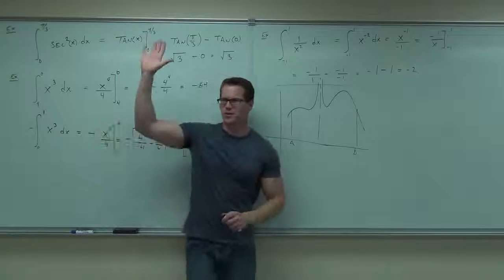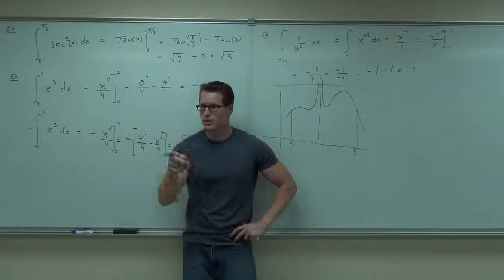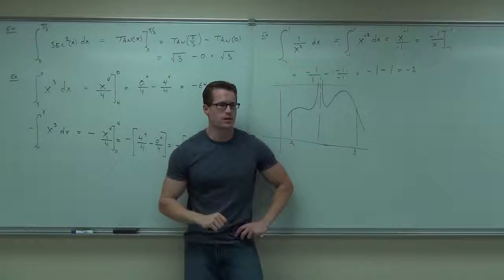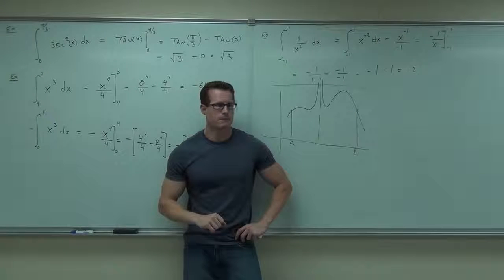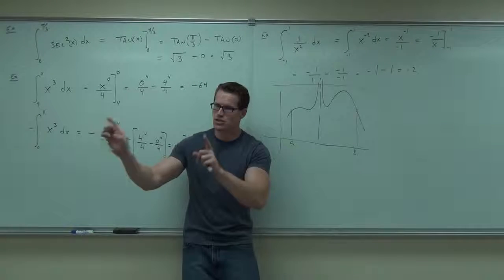How many people understood where the problem is? What's the problem again? Explain it to me again. Domain issue. Why a domain issue? Because it's undefined. Where? At 0. And why is 0 important? Because it's within our constraints. Aha, it's actually in our interval.